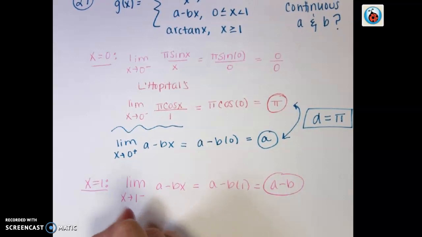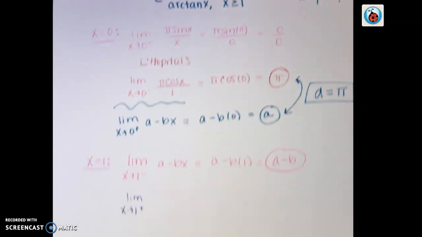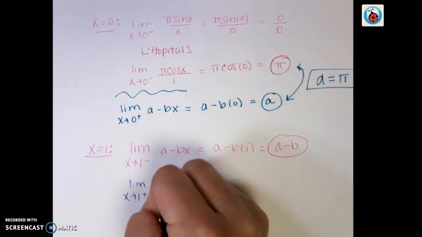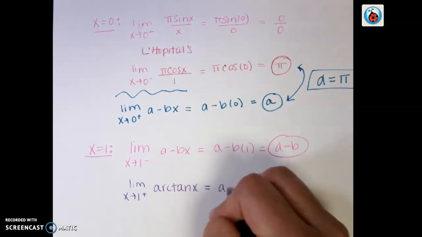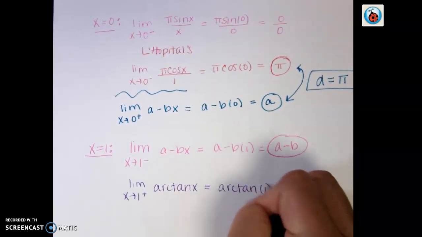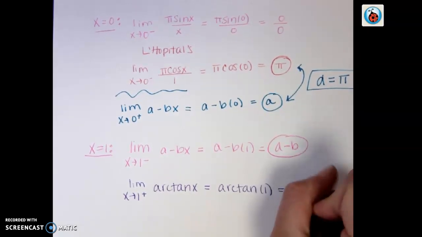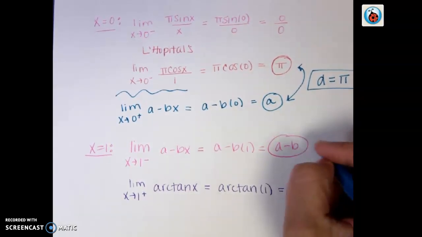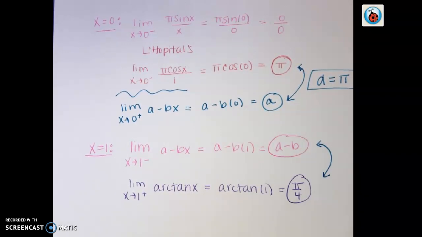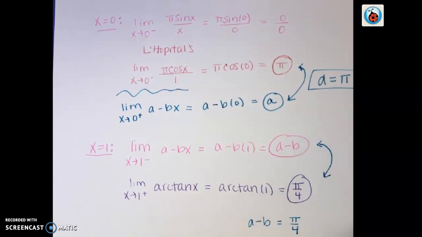Okay, for the right-sided limit at 1, we're going to be using the bottom equation, arctangent. If we do direct substitution, this is going to be arctangent of 1. If you remember, arctangent just means where on the unit circle is tangent 1 in the first quadrant, and that's at pi over 4. Okay, because the graph is continuous, the left limit and the right limit have to be equal. So a minus b has to be equal to pi over 4.